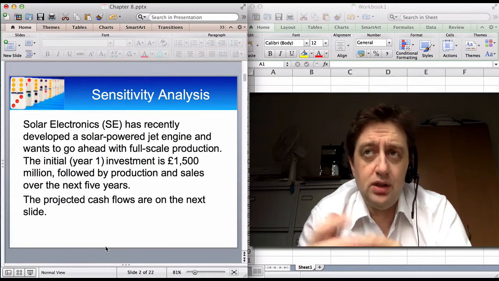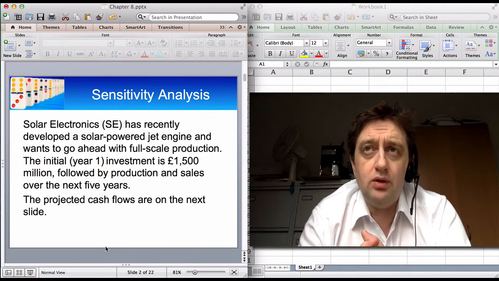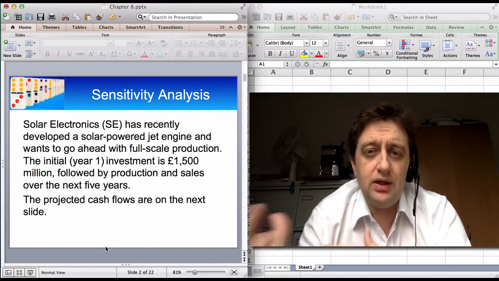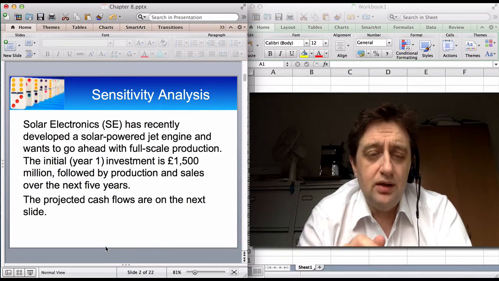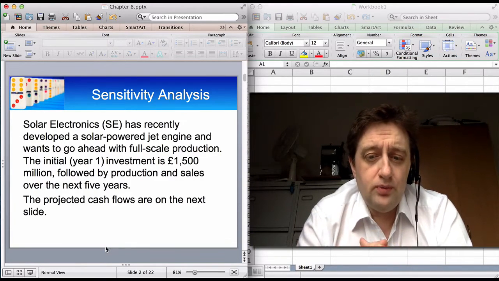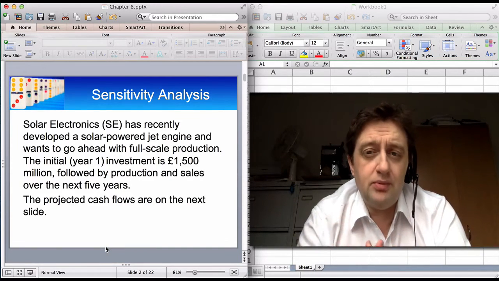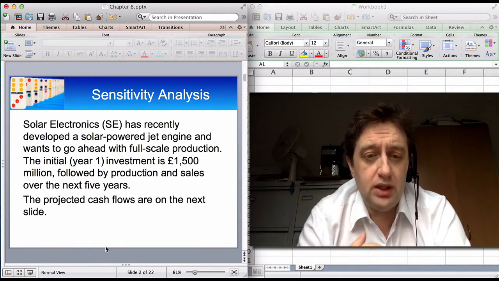Now, this comes from section 8.1 of my book, and you can read a lot more about sensitivity analysis, scenario analysis, and break-even analysis there. But we're going to start off with an example. We've got a product, and that product is a solar-powered jet engine.